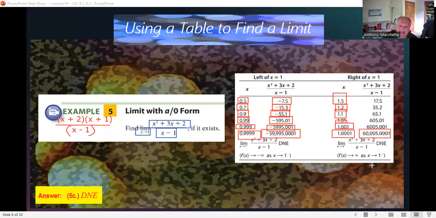All right. So tabular analysis, we're going to talk about that too, how you do that. We're going to use Desmos to do that.